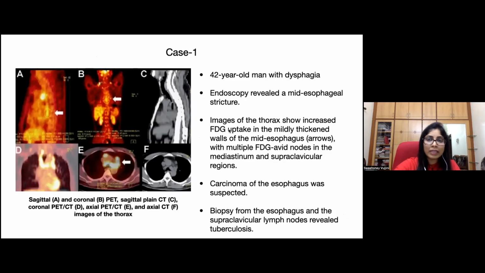So this is a case of a 42-year-old man with dysphagia. We can see the images of PET-CT. When the endoscopy was done, it revealed mid-esophageal stricture, and FDG uptake showed increased uptake in the mid-esophagus and increased uptake in the supraclavicular nodes and the mediastinal nodes. So carcinoma of the esophagus was suspected, but when the biopsy was done from esophagus and supraclavicular lymph nodes, it revealed tuberculosis.